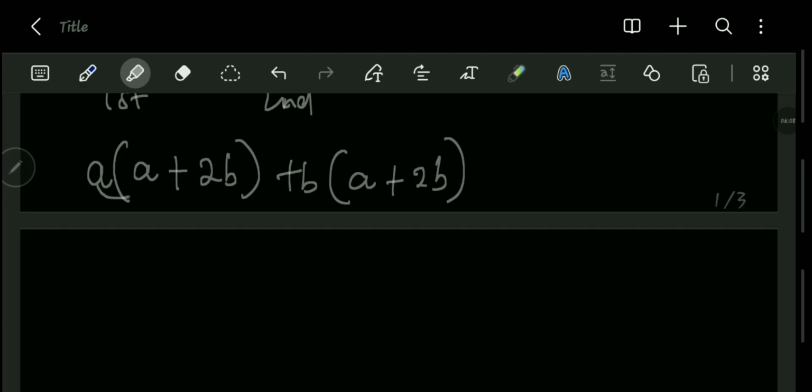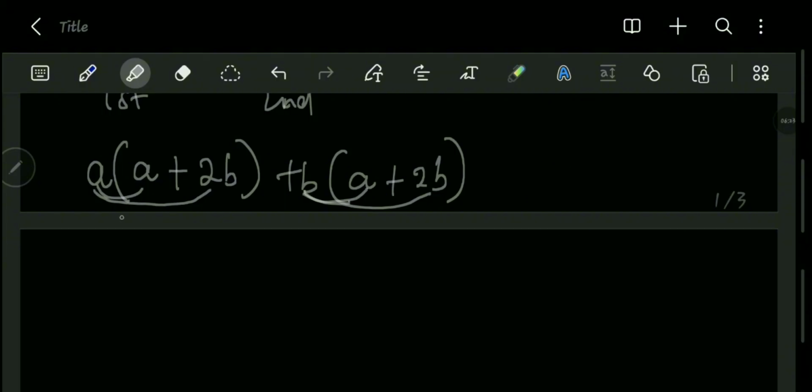So a multiplies a and a multiplies 2b. That's what's close to this bracket. And for this bracket, what's close to it is b. So b multiplies a and b multiplies 2b. Are you seeing that? So let's expand it.